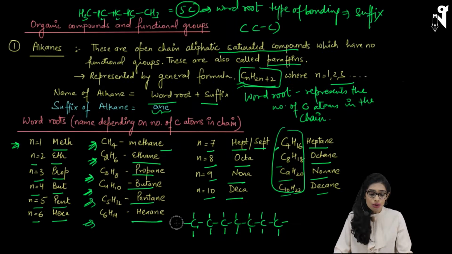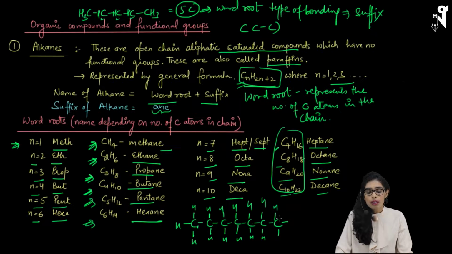Now if I place hydrogens over here like this, this will make the required chain with all the valencies fulfilled, and the bonding is single bond, which will represent an alkane. If you write it, this is the structural formula.